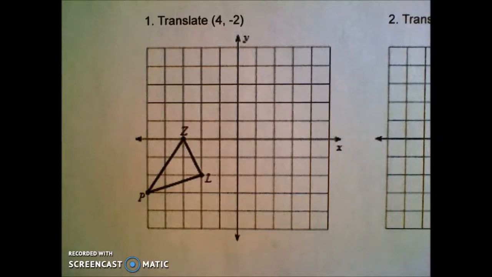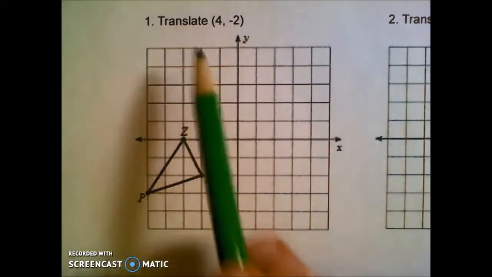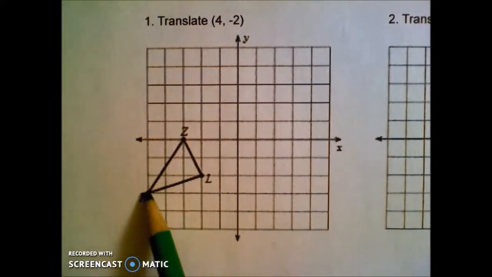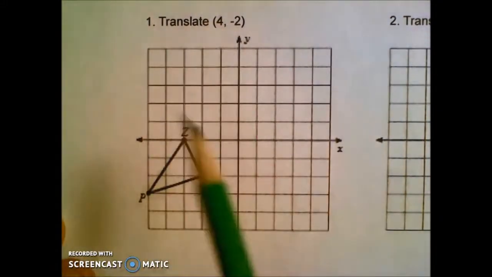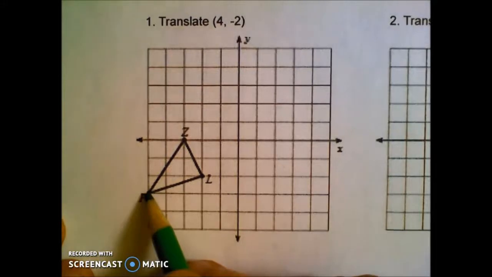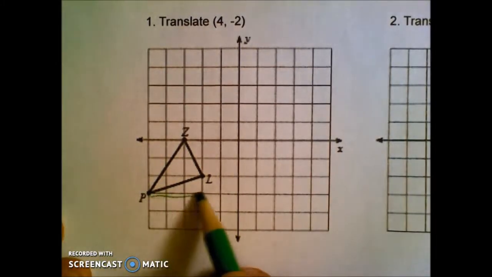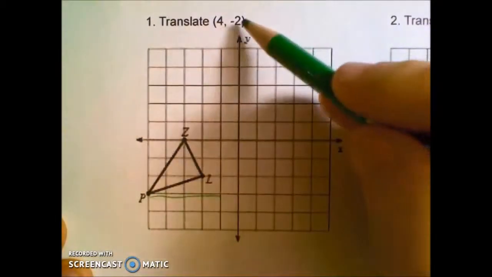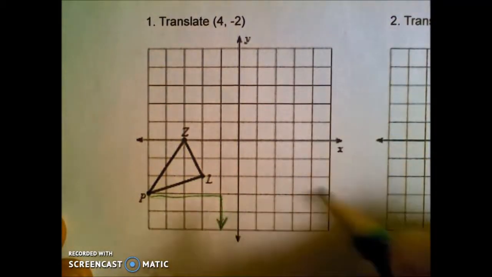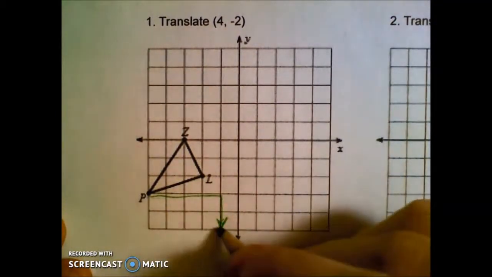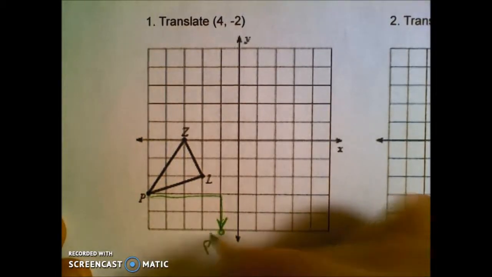Well, what if you don't have that transfer paper with you? Well, you can still complete this translation using vectors. So I'll start with the point P and translate just the point P 4, -2. That is 4 to the right, 1, 2, 3, 4. Draw an arrow for that. And 2 down, 1, 2. So P now translates to P prime right here.